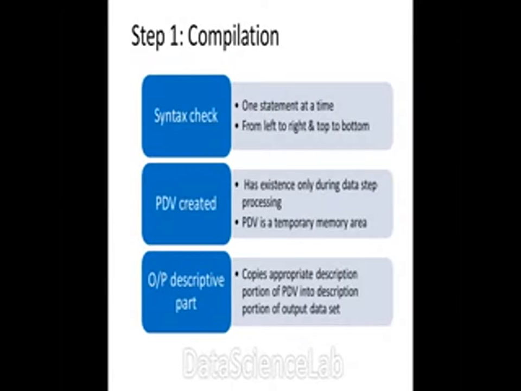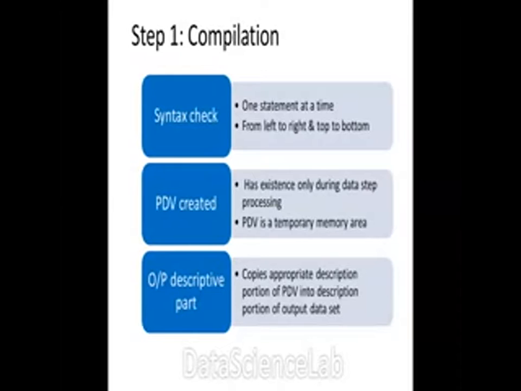Now, what is the job of the PDV? PDV is a memory area which can hold one observation at a time. In the data set you might have 100 observations, and one observation is one row. So only one observation, or one row, at a time is in the PDV. That is how small that memory area is. At the end of the compilation stage, you get the descriptor portion built.